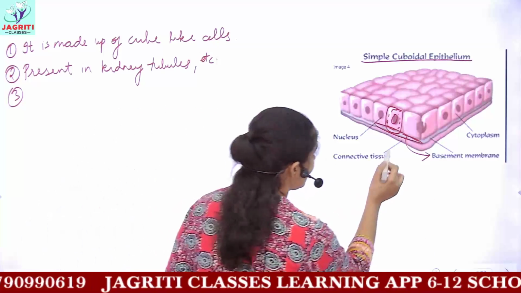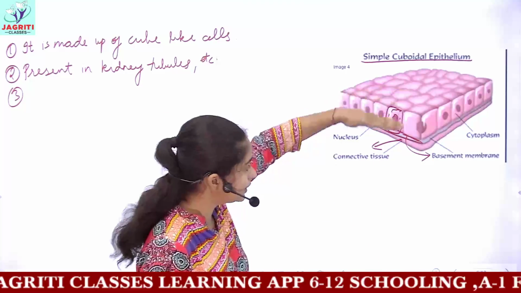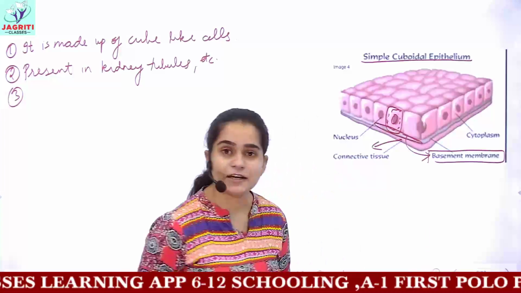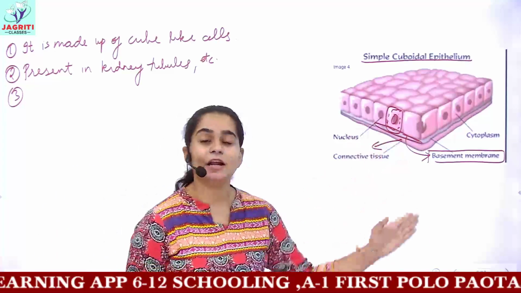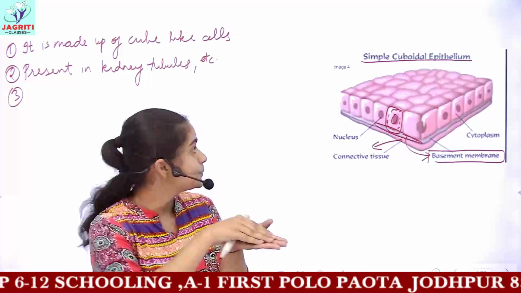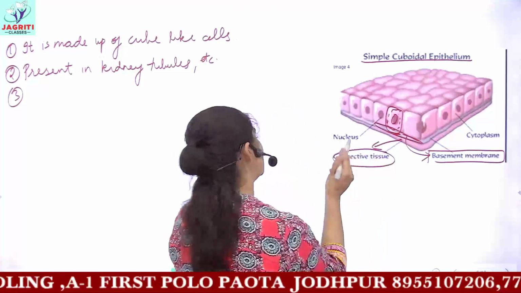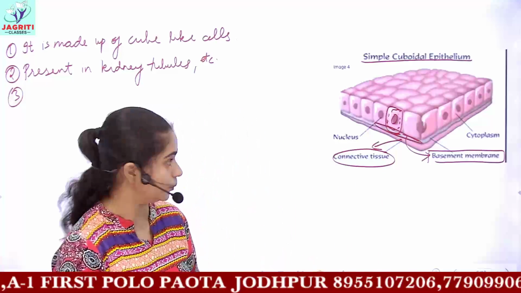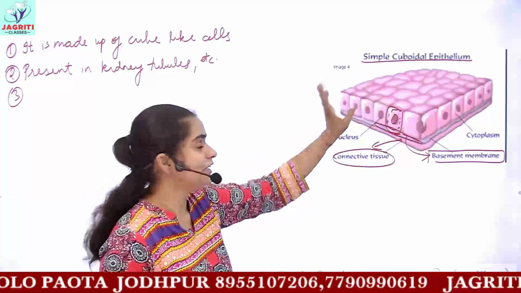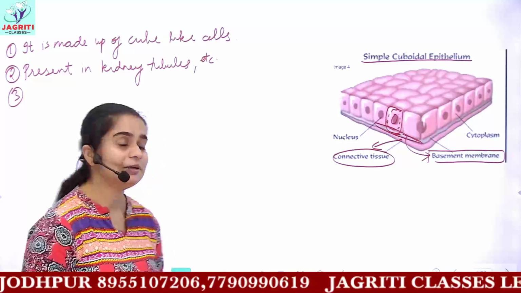The epithelial tissue is separated from the other tissues through a basement membrane. So you can say the basement membrane forms a sandwich structure. It is present between your epithelial tissue and other tissues, either connective or any other tissue. So this also tells you the sandwiched model of epithelial tissues. So this was your third, that is cuboidal epithelium.